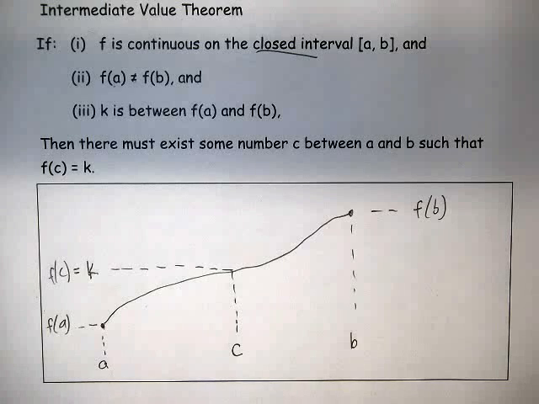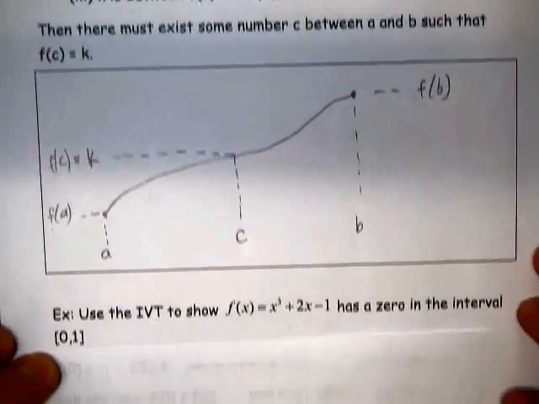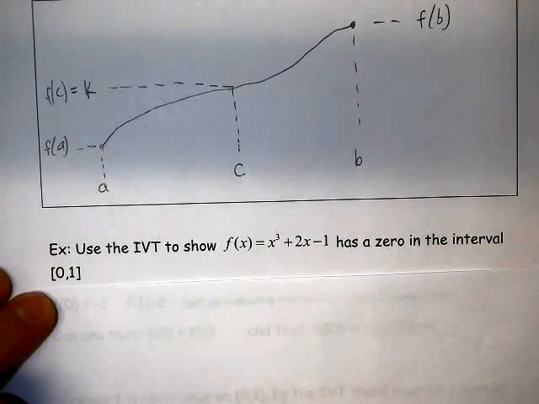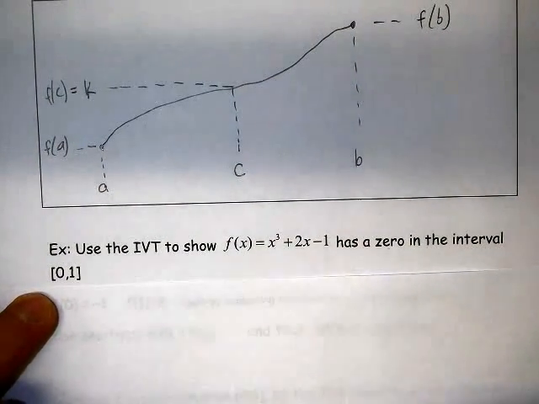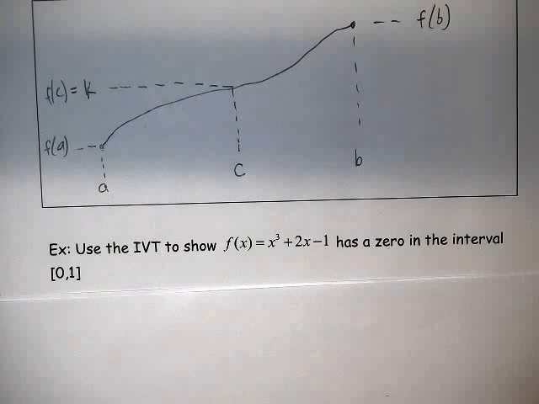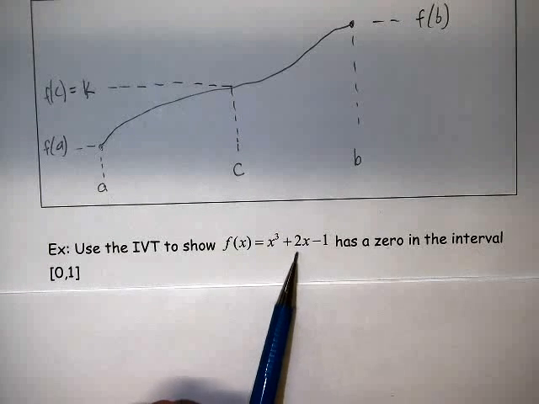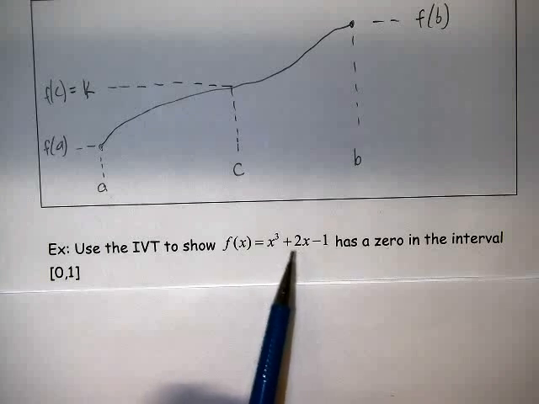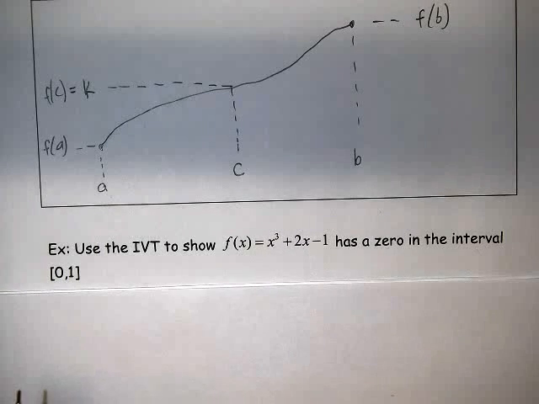So one of the most common uses of the IVT is to find zeros of a function. So let's take a look at here. Use the IVT to show that f of x, we have x cubed plus 2x minus 1, has a 0 in the interval from 0 to 1. So again, we're not going to find out what that 0 is necessarily, but we're going to prove that it has a 0, that that function crosses the x-axis somewhere between x equals 0 and x equals 1.